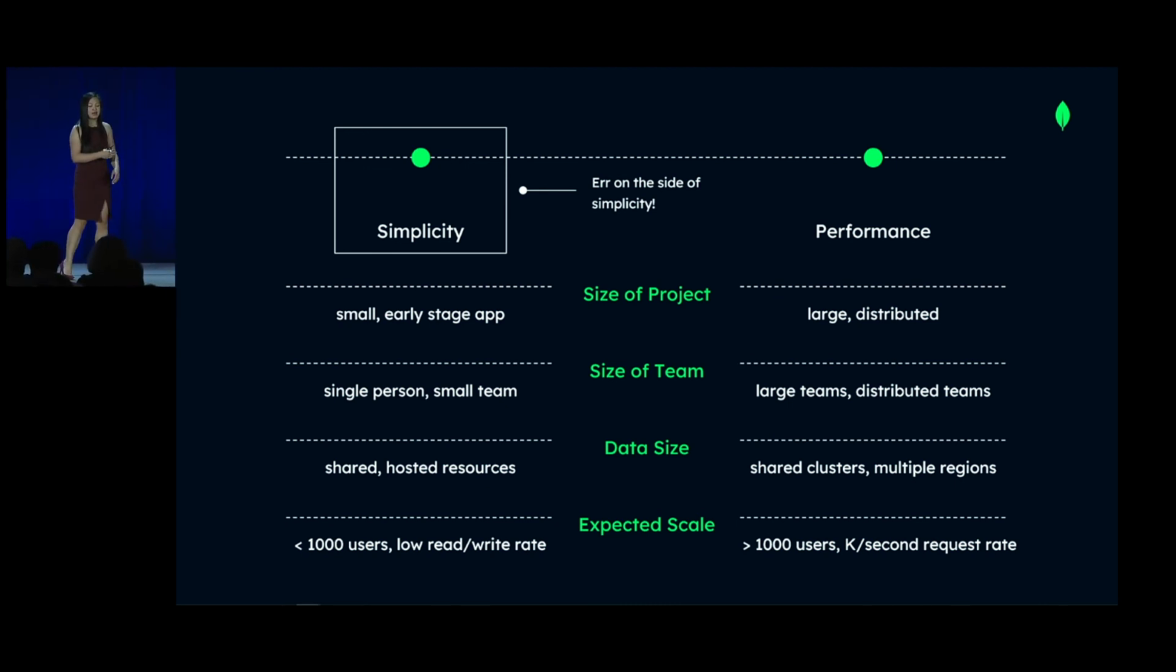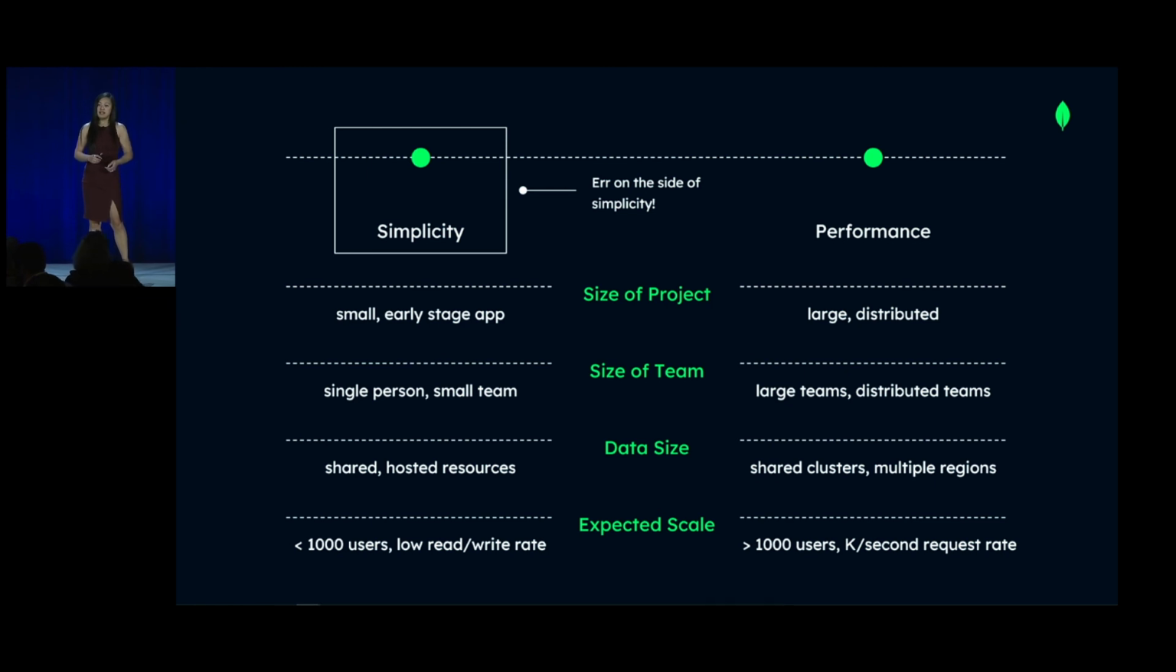So if you're a smaller app, if your team is on the smaller side, or if it's just you working on a particular data model, if you have shared or hosted resources that you are using, and your expected scale is not that large, then go on the simple side. Don't make it harder for yourself. Part of a good data model is one that is easy to understand. Part of a good data model is one that you know how to get back to and refactor later on.